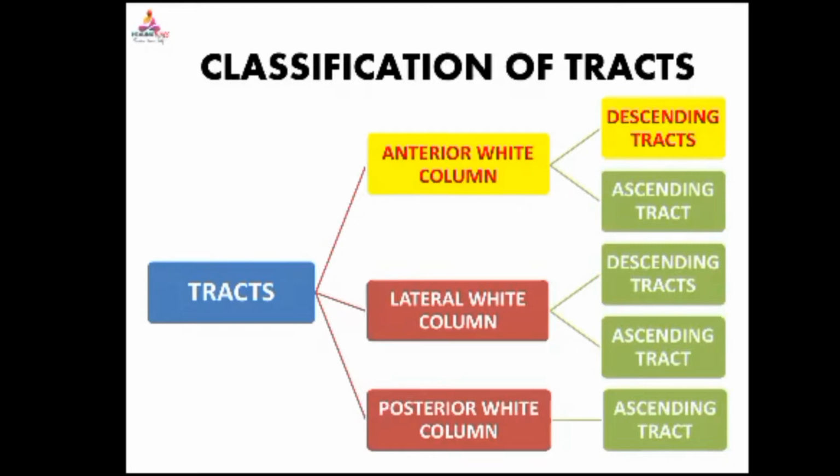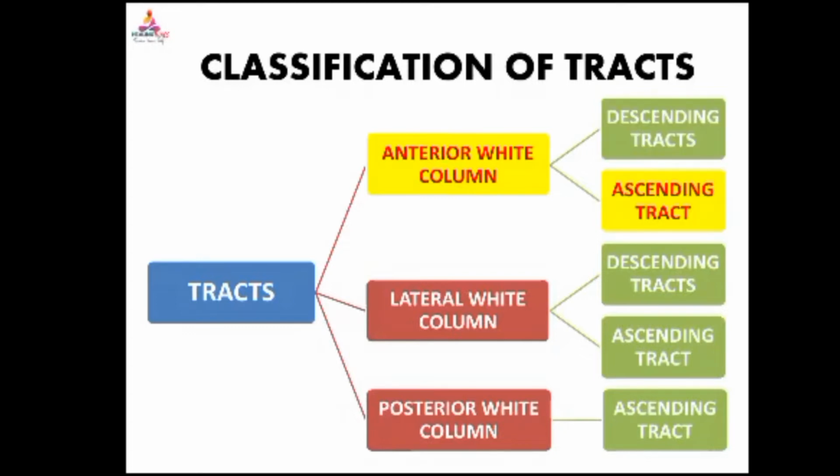In the anterior white column, descending tracts included are anterior corticospinal tract, vestibulospinal tract, tectospinal tract, medial reticulospinal tract. Then ascending tracts, anterior spinothalamic tract.